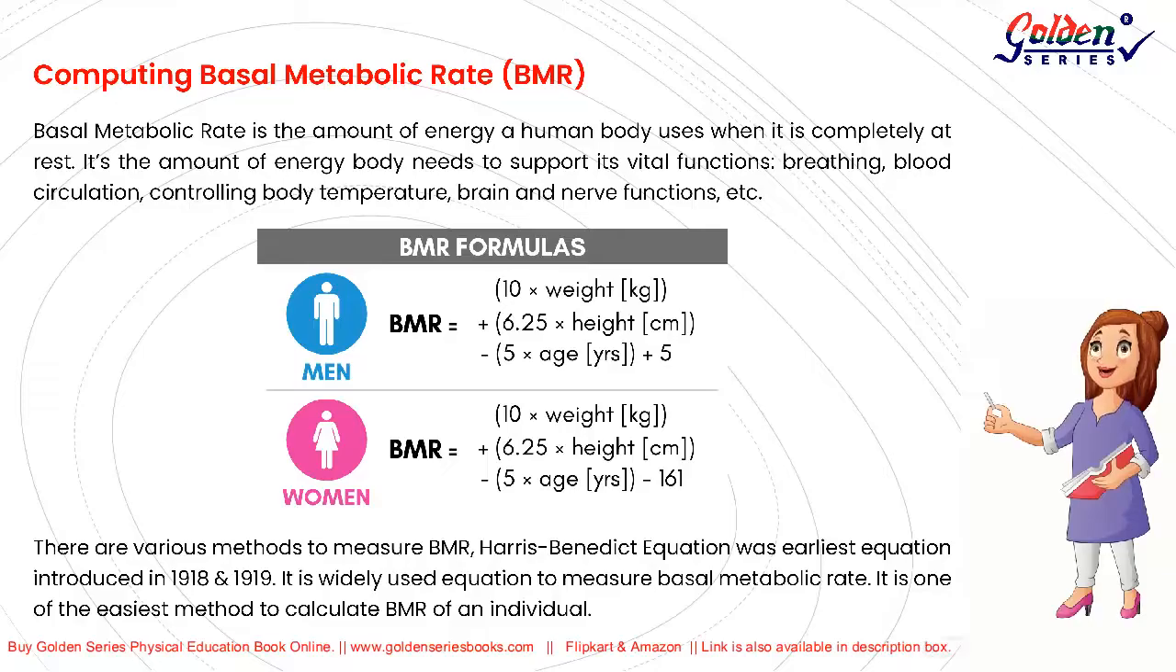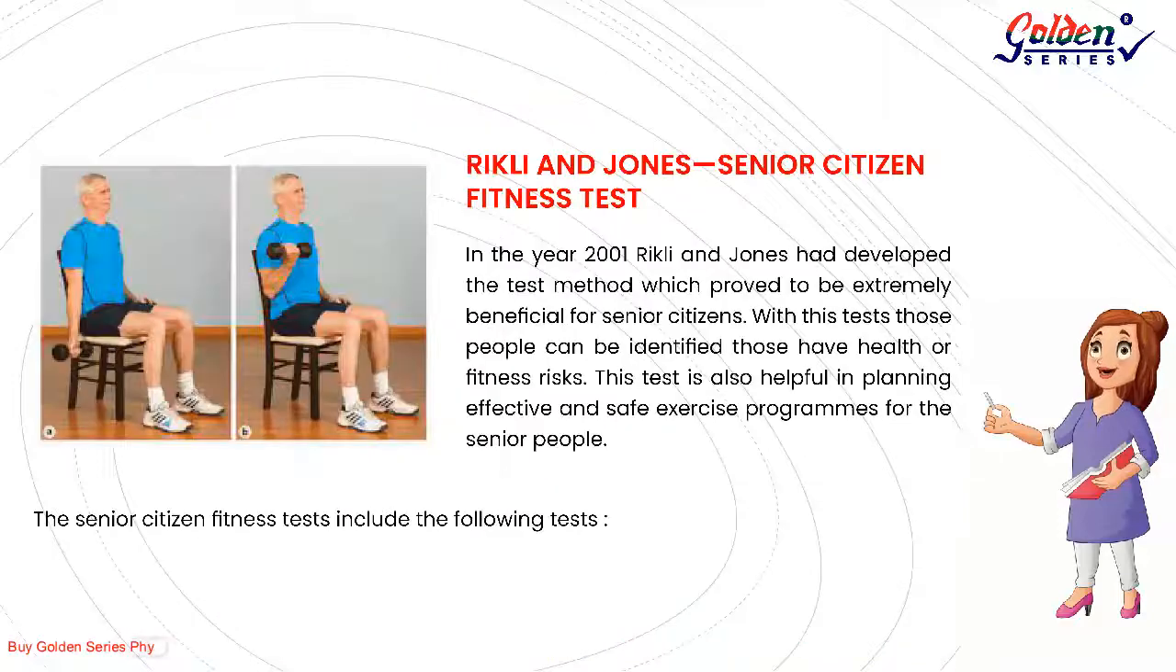The Harris-Benedict equation was the earliest equation, introduced in 1918 and 1919. It is a widely used equation to measure basal metabolic rate. It is one of the easiest methods to calculate the BMR of an individual or for a senior citizen fitness test.